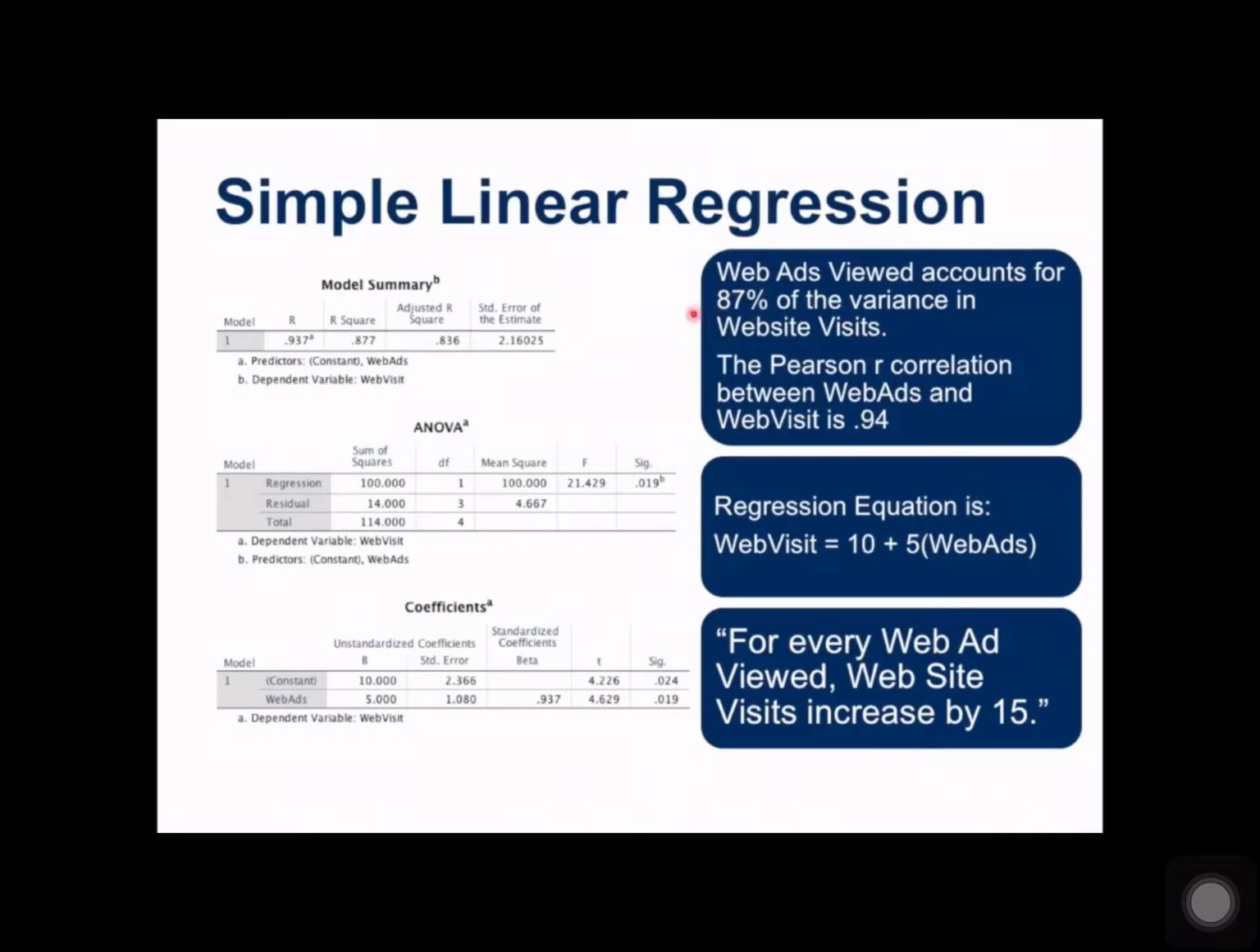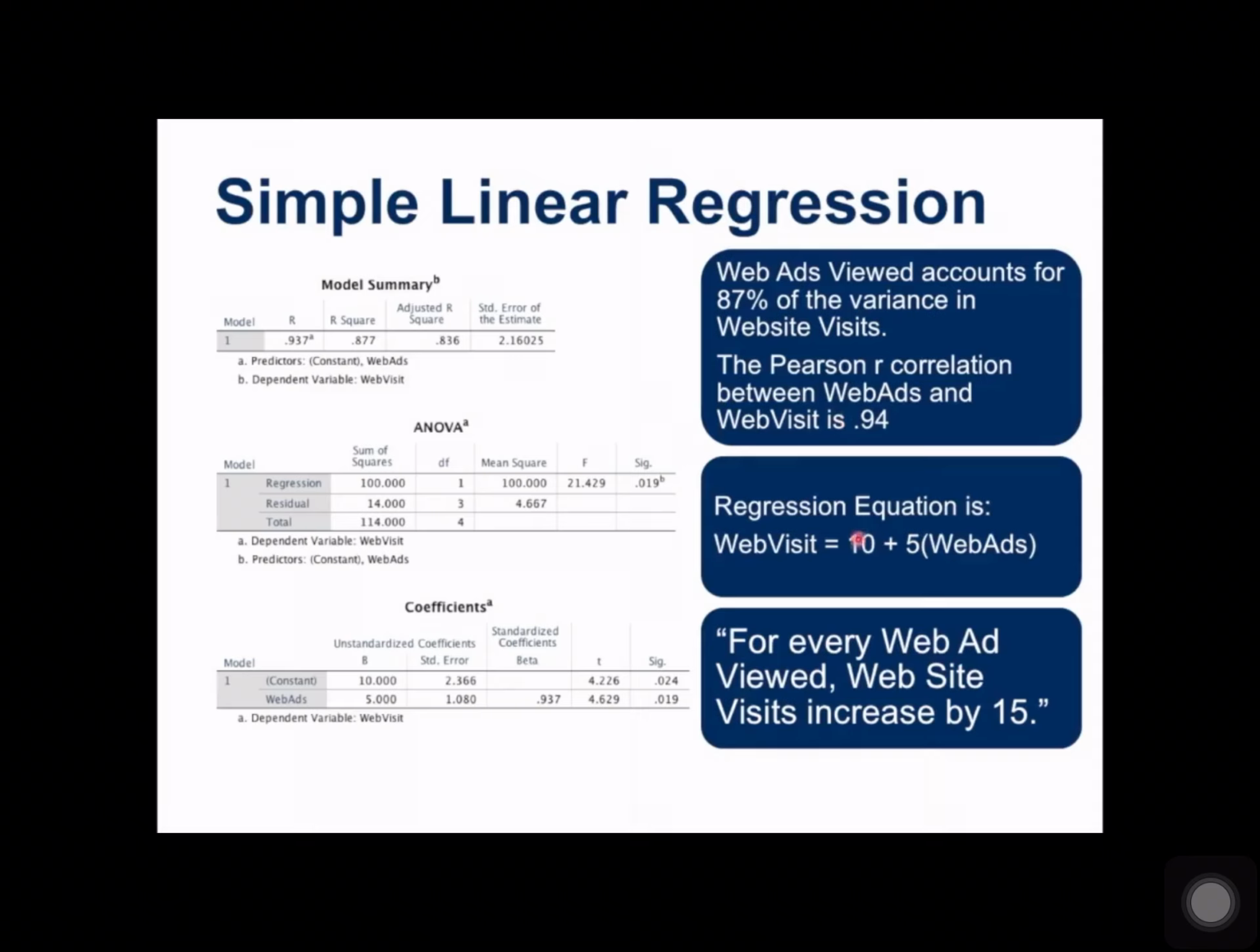We can take that. Again, web ads viewed account for 87% of the variance in website visits. The Pearson R correlation, which I would have received had I taken the square root of this, or actually the model is giving it to us right here, is 0.94, a very strong positive Pearson correlation.